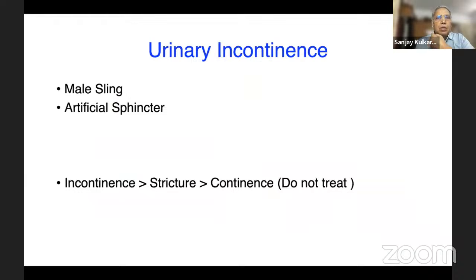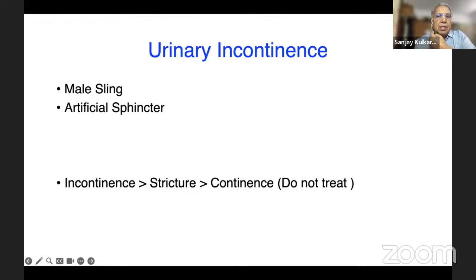Now, urinary incontinence is common after radical prostatectomy. One can use a male sling, but I don't like to use a male sling a lot because the patient goes from 4 pads to 1 pad. So I actually advocate an artificial sphincter.